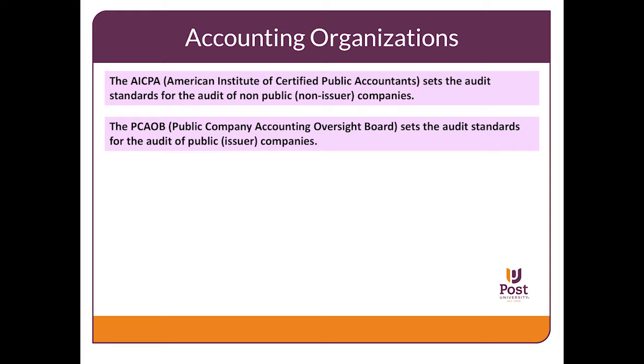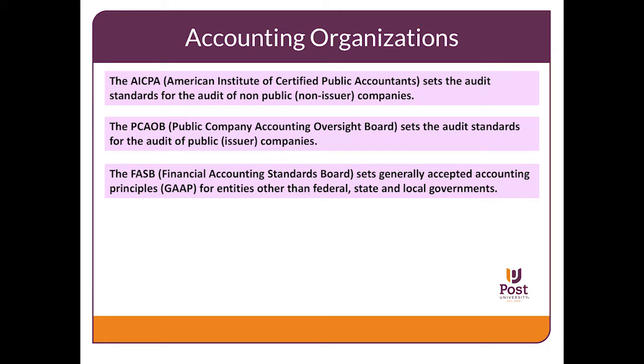The Public Company Accounting Oversight Board is a U.S. government agency that sets the audit standards for the audit of public, also known as issuer, companies. It was created by the Sarbanes-Oxley Act of 2002. That act was created in response to a loss of confidence caused by several big accounting frauds, most notably Enron.